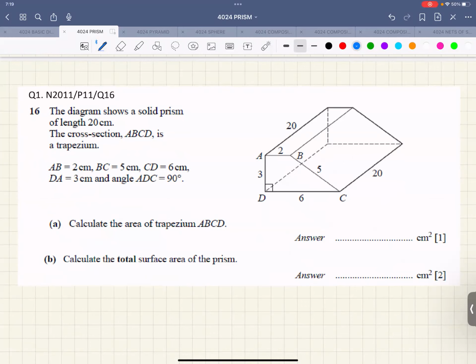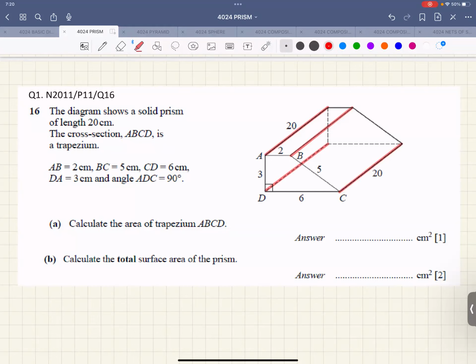The question says, the diagram shows a solid prism of length 20 centimeter. So let me highlight a few important things. First of all, this is the length over here, that is 20. This naturally is also 20. This dotted line over here is 20. And there is 20 over here. All these sides are 20.